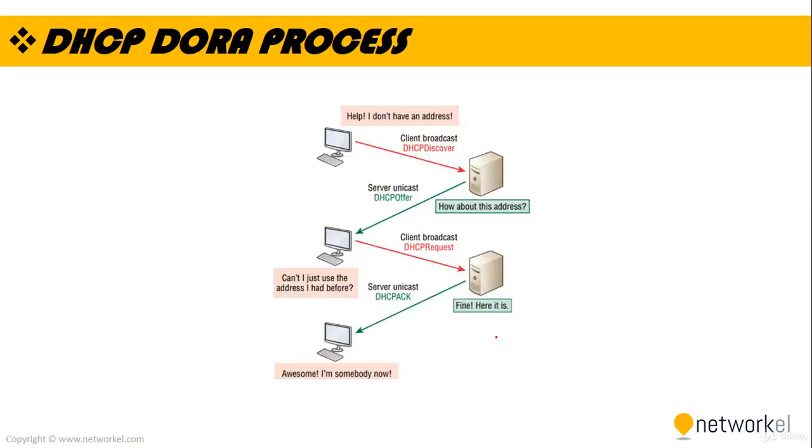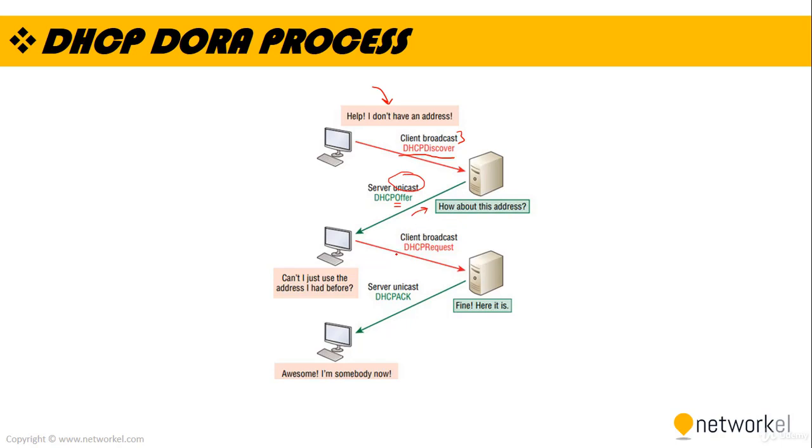There's a process called the DORA process while a PC is requesting an IP address from a DHCP server. The first step of the DORA process is the DHCP discover message. In this message, the PC is saying, for example, help, I don't have an IP address. This is a broadcast message searching for an IP address. When the server gets this message, it responds with a DHCP offer unicast message, saying, how about these addresses? I have an IP address for you. Do you want it or not?